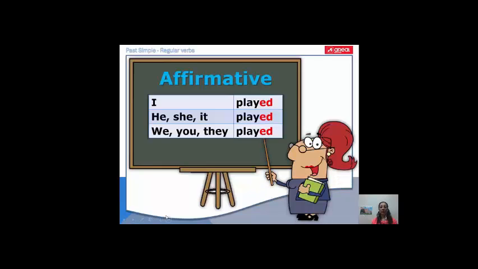Okay, the affirmative form of the past simple tense: I played, she, he, or it played, we, you, they played. So here the verb doesn't change with all the personal pronouns. We put ed at the end of the verb.